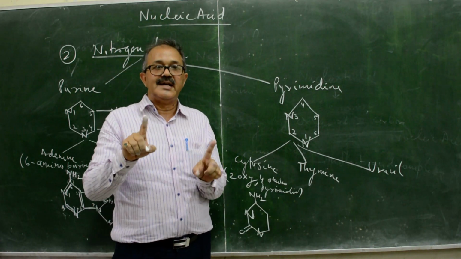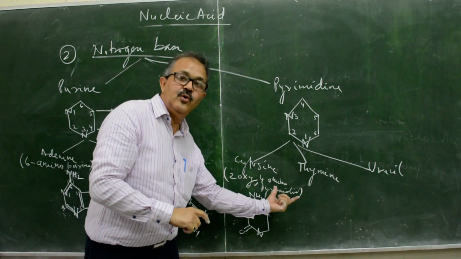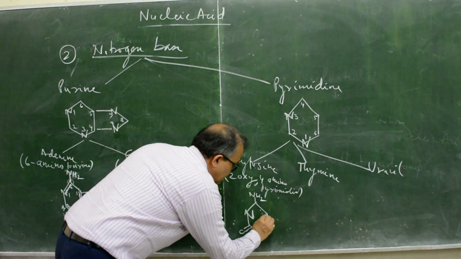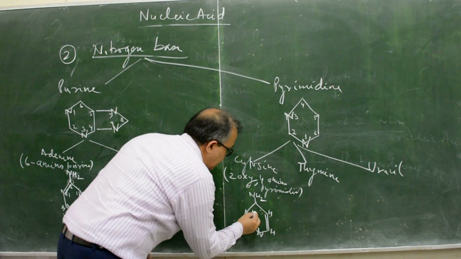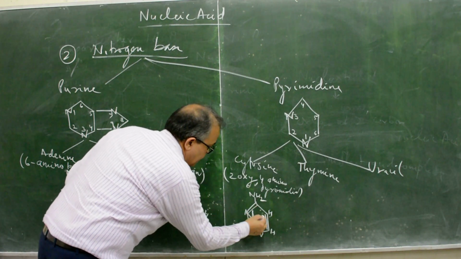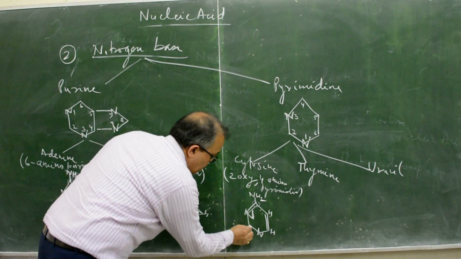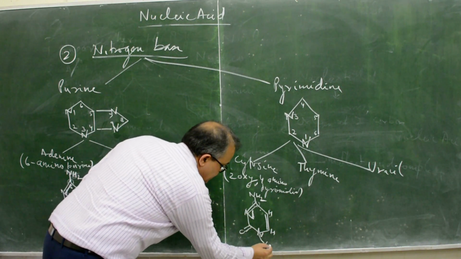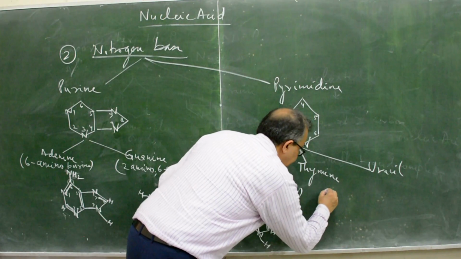For cytosine, you have to remember the chemical name is 2-oxy 4-amino pyrimidine. You have to maintain the valency, hydrogen, hydrogen. With a double bond, carbon fulfills 4, nitrogen 3, carbon 4, nitrogen 3 with H. Next, thymine.